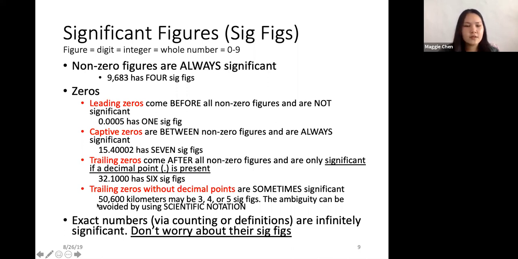But finally, if there are exact numbers via counting or definitions, they're infinitely significant, but you don't have to worry about those sig figs. So as an example, when we did our unit conversions, we had 1 kilometer over 1,000 meters. You don't really have to worry about those sig figs. These rules are also in the slides that are provided in the Lab 1 link. So if you need to refer back to them, they're available there too.